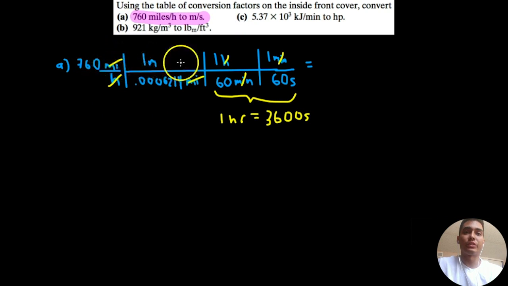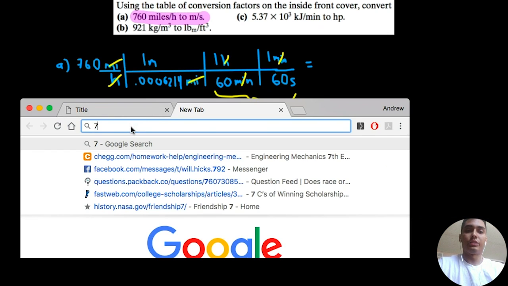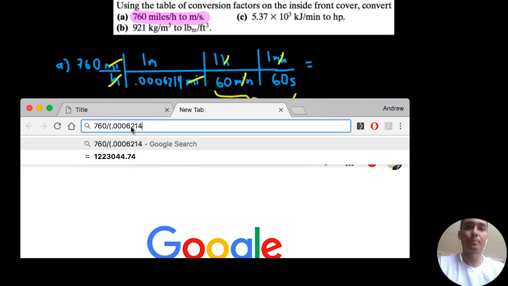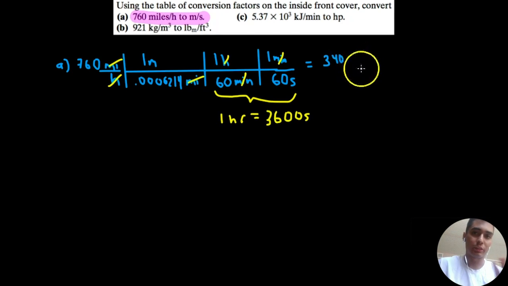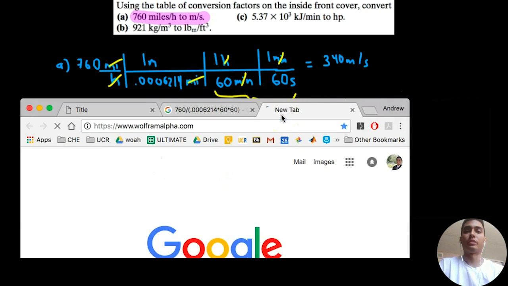So yeah, we have 760. We have to multiply everything on top and divide by everything on the bottom. So let's do that. 760 times 1, so that's just everything, divided by parentheses, very important, 0.006214 times 60 times 60. So we get 339,300, we can just round that up, 340. Normally, I like to be precise, but, you know, it's just some examples. 340 meters per second.